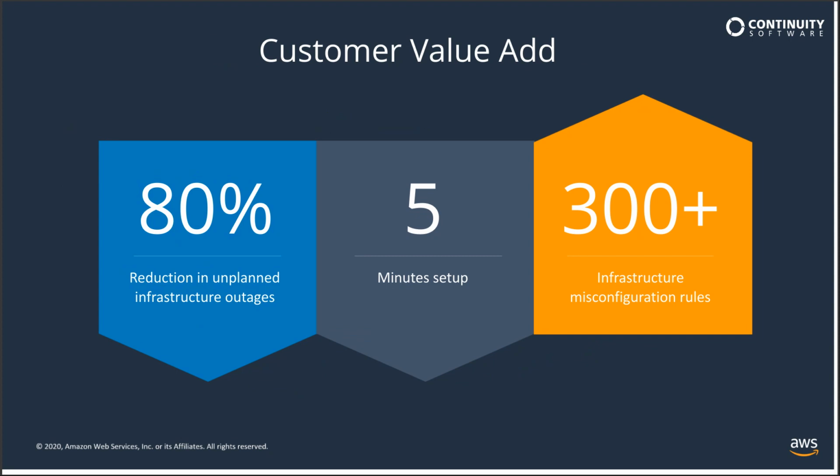So, Avi, what results are customers typically seeing? I would say that over time we see an 80% reduction in unplanned infrastructure outages. And the setup is really quick, a few minutes, adding either an organization account or a new account. And we currently have more than 300 infrastructure misconfiguration rules, and this is growing on a daily basis.